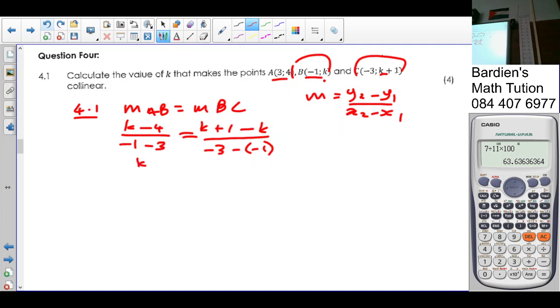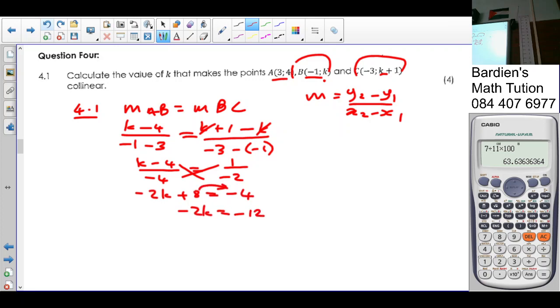So it remains k minus 4 over negative 4 is equal to, that cancels, 1 over negative times negative is positive, so negative 3 plus 1 is negative 2. Cross multiply: negative 2k plus 8. Negative 4 times 1 is negative 4. Negative 2k is equal to negative 4 minus 8, which is negative 12. k is equal to 6. Is that correct? Yes. Okay.